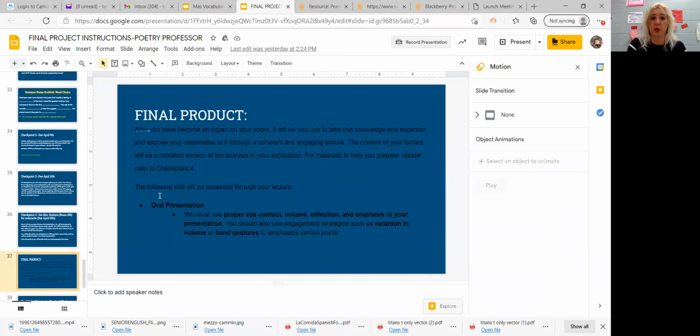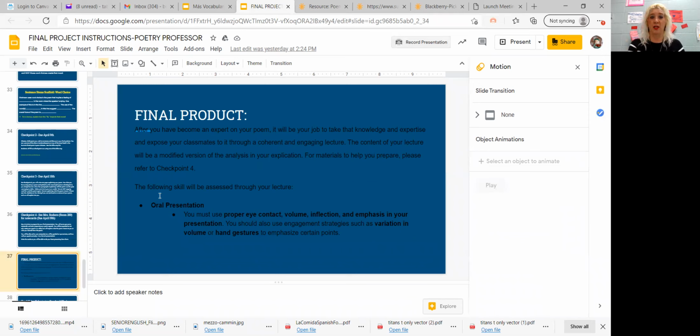After you've become an expert on your poem, it's going to be your job to take that knowledge and share it with us, okay? You're going to tell the title of the poem, the author of the poem, and then you're going to recite the poem. You can read it off, and then you're going to tell me what you learned from that. What does it mean? What's the theme of it? What's the tone? Why did they choose these word choices? Okay, this is what you're being graded on.